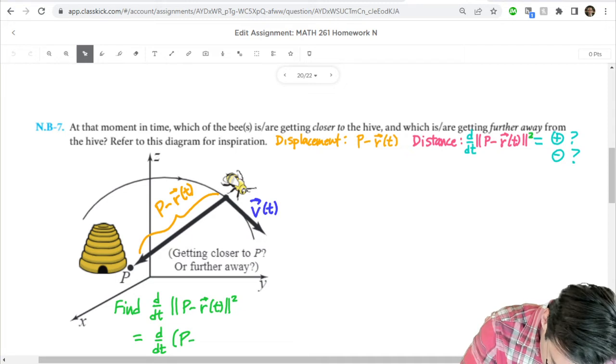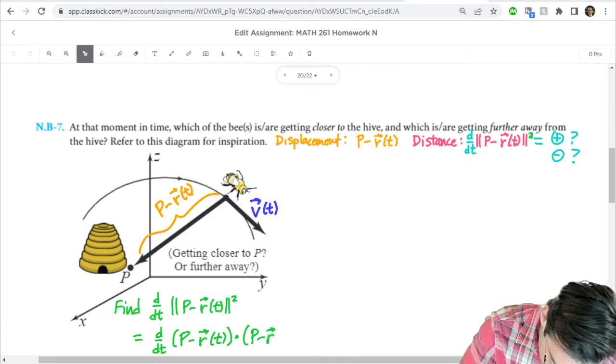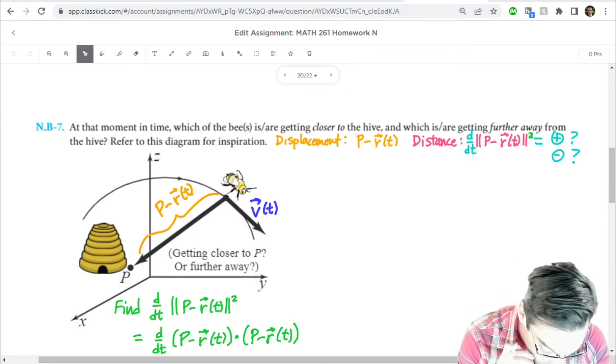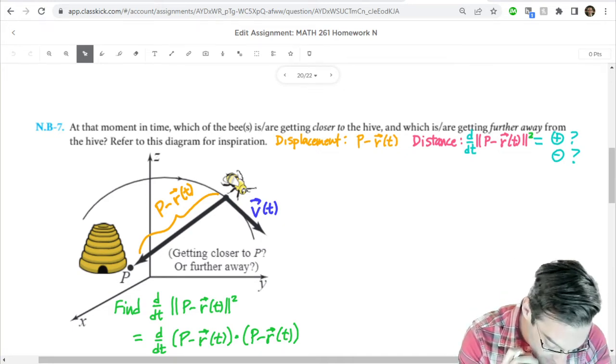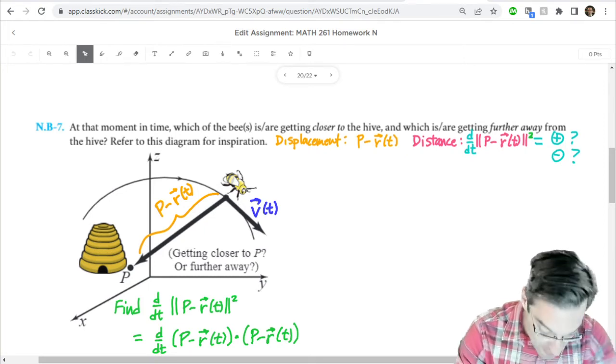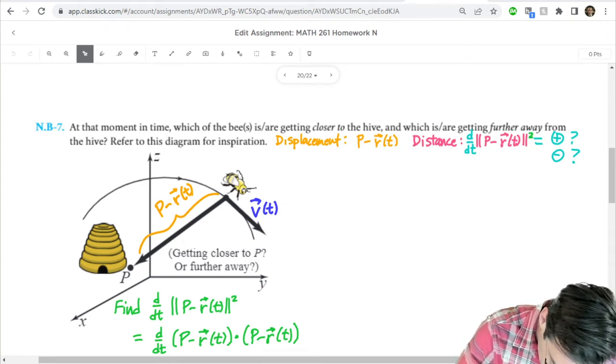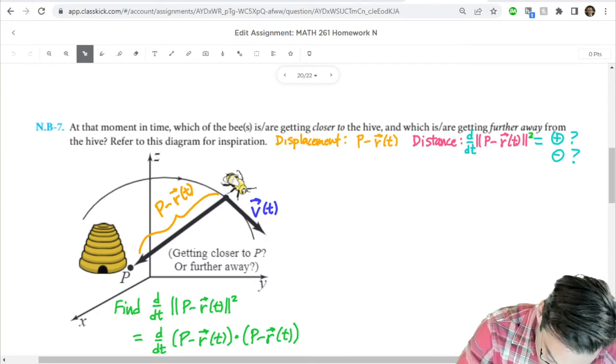So it's p minus r of t dot p minus r of t. Right? And so we could do this in a few different ways, but maybe the easiest would be, well, I'll just put that little hint in here. Now apply the dot product rule.